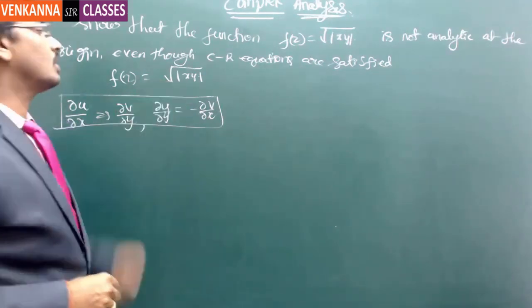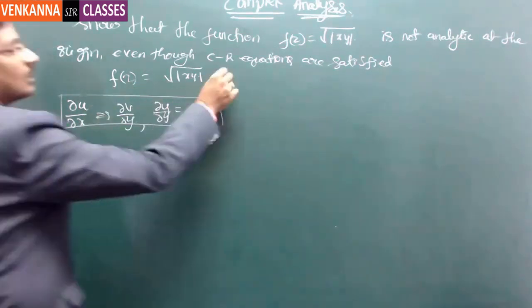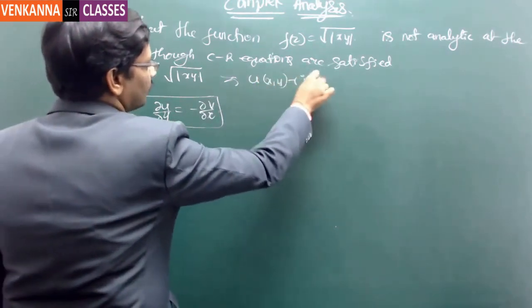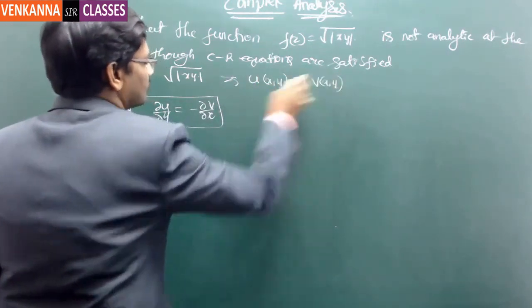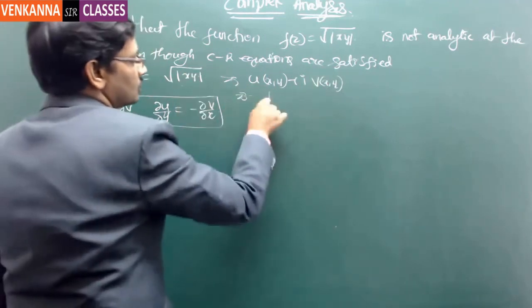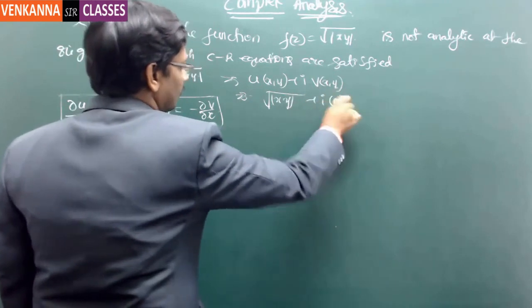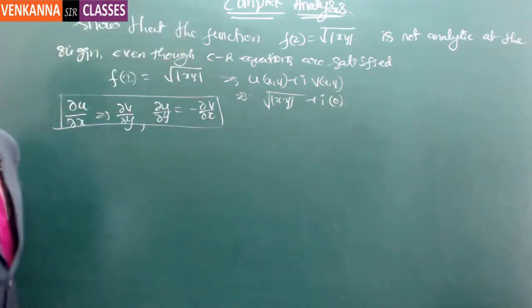Now at the origin, this can be written as u of x comma y plus i times v of x comma y. Or in other words, this is square root of mod xy plus i times 0. That means v is a 0 function. Got it?